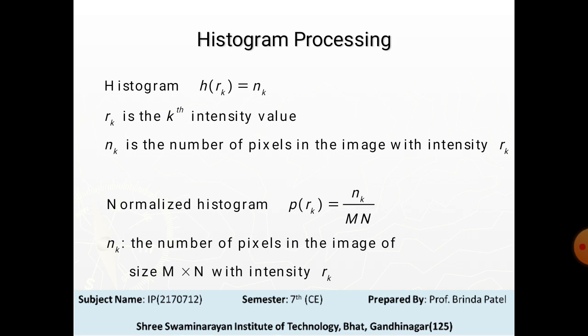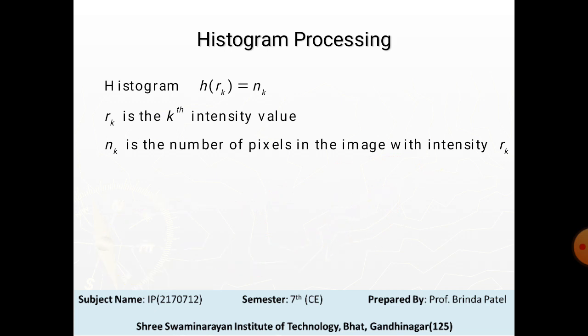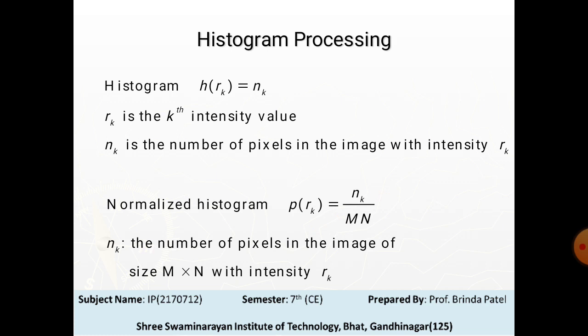So a normalized histogram is given by p(rk) equal to nk upon N, for k equal to 0, 1, up to L-1. So p(rk) gives an estimate of the probability of occurrence of gray level rk.